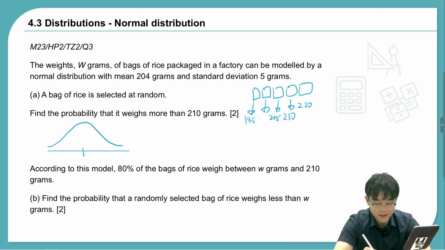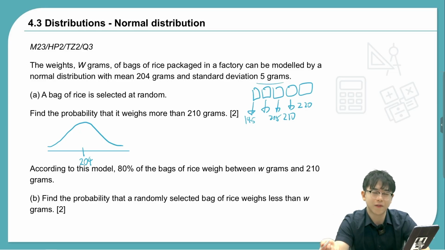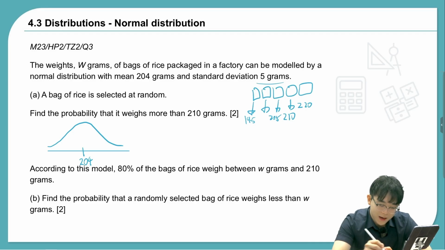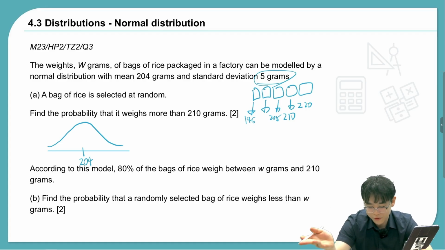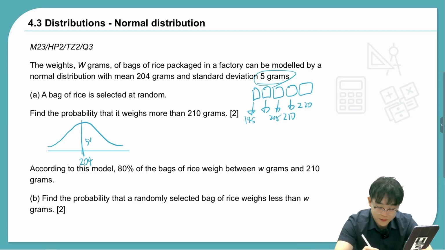So it says the mean is going to be 204 grams, right? And the standard deviation is 5 grams, so the spread is like 5 grams. So we don't need to know the exact definition of the standard deviation here. We just need to know what to put into our calculator function. Okay? So some bags are heavier, some bags are lighter than 204, so it's like a 50% mark here because the normal distribution is symmetric.